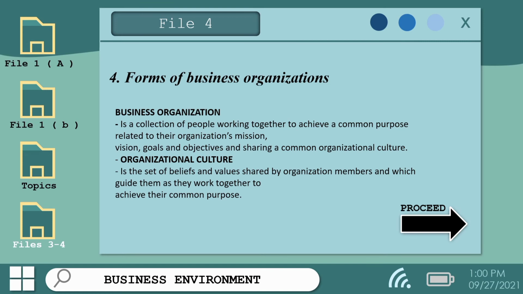Organizational culture. It is the set of beliefs and values shared by organization members, and which guide them as they work together to achieve their common purpose. Also, an organization's culture defines the proper way to behave within the organization. This culture consists of shared beliefs and values established by leaders and then communicated and reinforced through various methods, ultimately shaping employee perceptions, behaviors, and understanding.